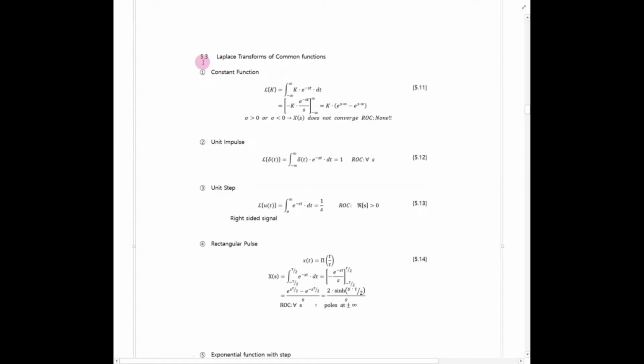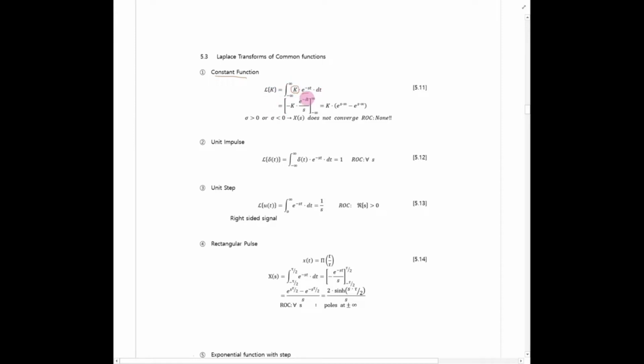In this section, we will study the Laplace transform of several common functions. The first one is a constant function. The constant function is given like that. It's a constant over all time. So we take the integration from minus infinity to infinity with the basis function like that.